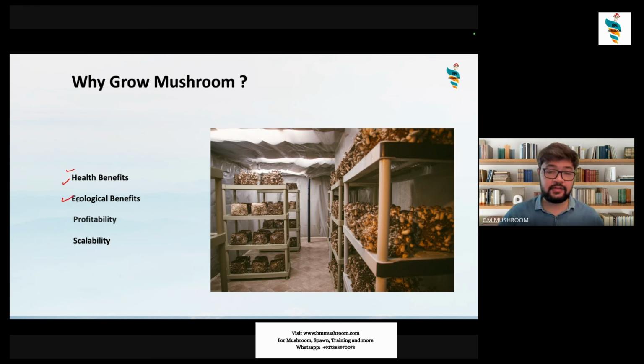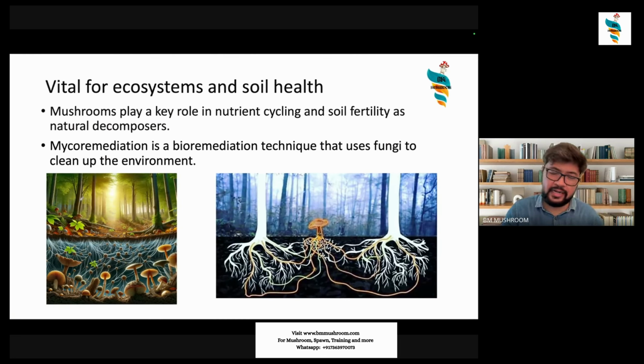Then the ecological benefit. Whenever we are cultivating, growing, or doing any business, we have to think about what role it is going to play at large, like how it will be affecting our planet. See, it is an established fact that mushrooms have always been an integral part of our ecosystem. Without mushrooms, plants would not have been able to survive, neither the forest, nor this whole ecosystem, nor we human beings. Mushrooms play a key role in nutrient recycling and soil fertility. These are the natural decomposers. They naturally decompose and eat all the waste, and mix it back into the soil. So without mushrooms, we can't even survive.